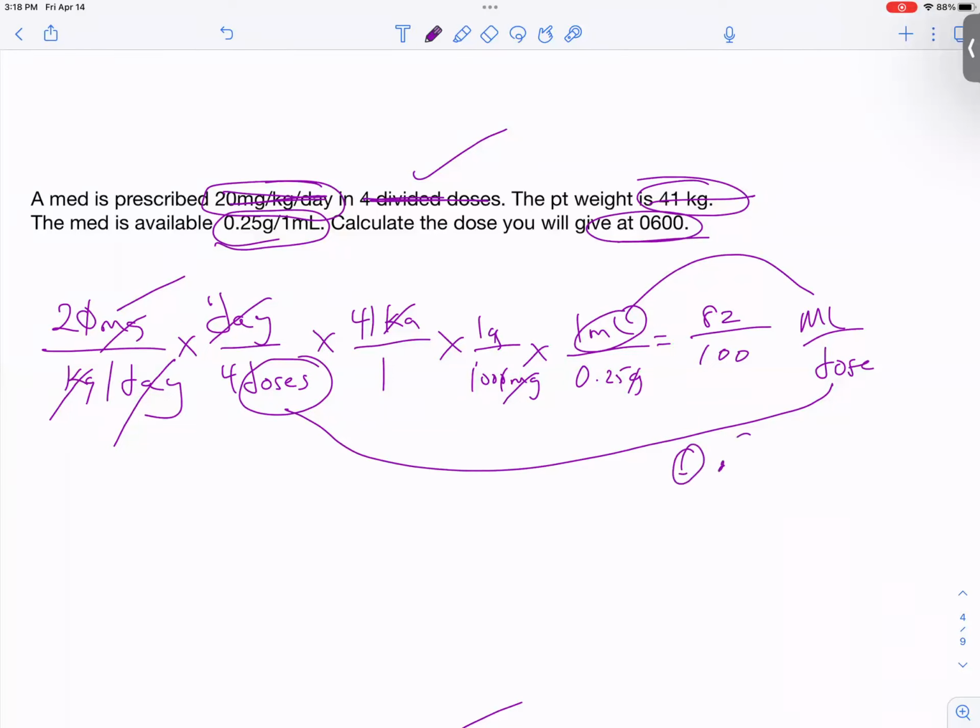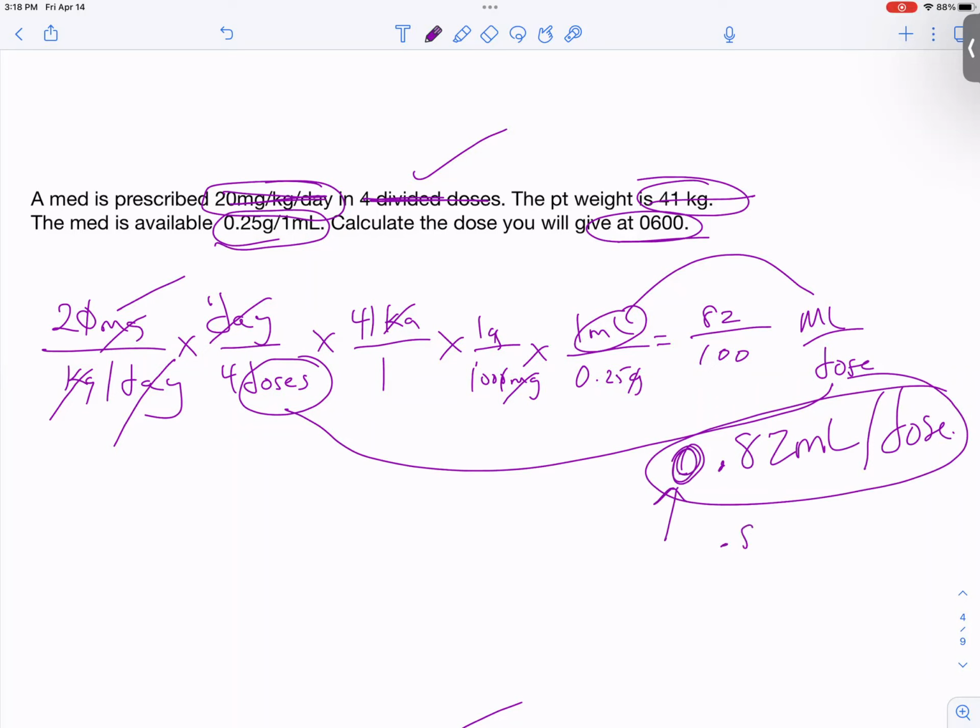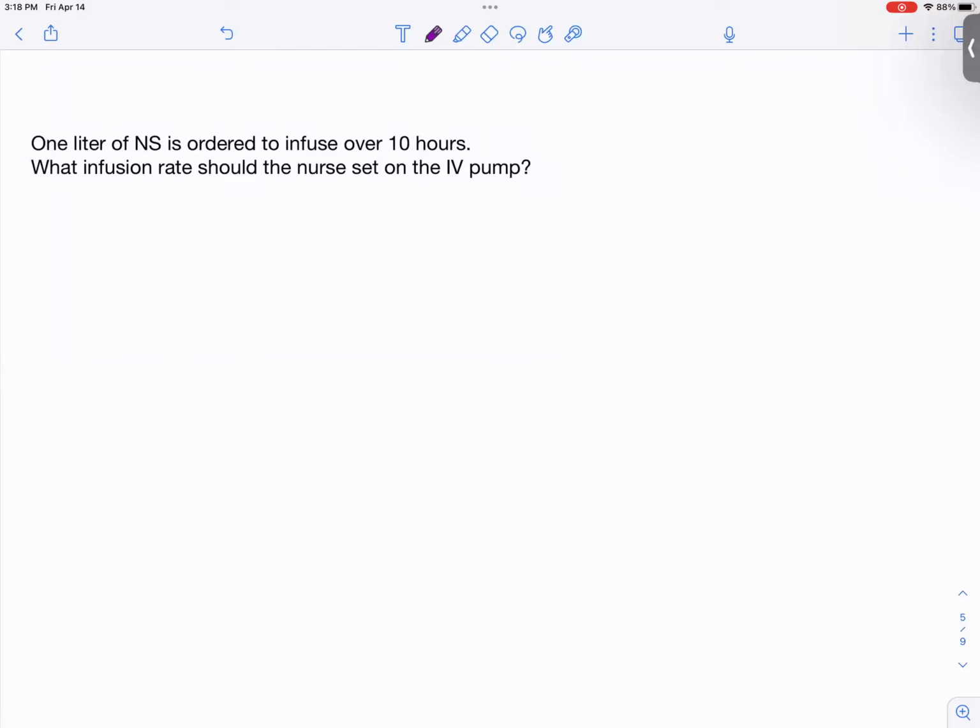0.82 milliliters per dose. Now on the exam, I prefer you write everything out, but you definitely have to remember the 0 before the decimal, so we don't mistake 0.82 for 82, and if we're giving it to a toddler or a child, okay? So 0 before the decimal, and it's less than 1, so we go to the hundredths. 0.82 milliliters per dose. Let me see you solve this equation.